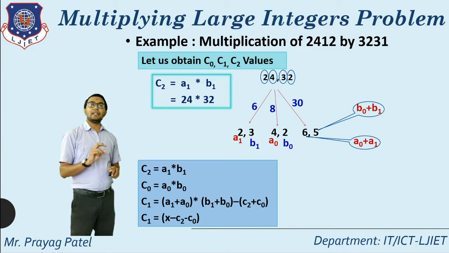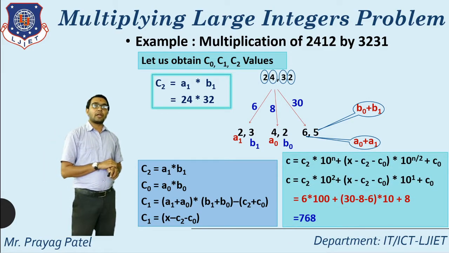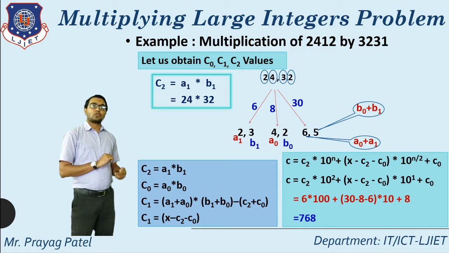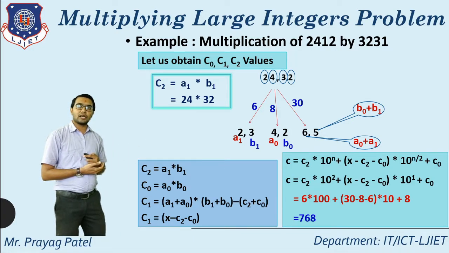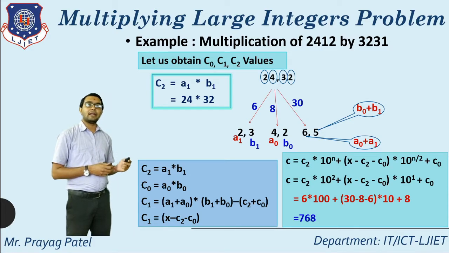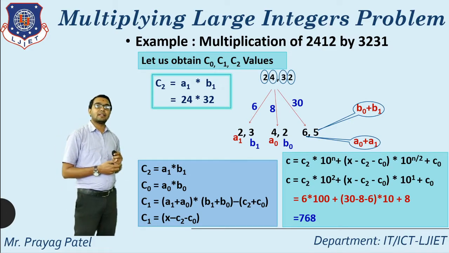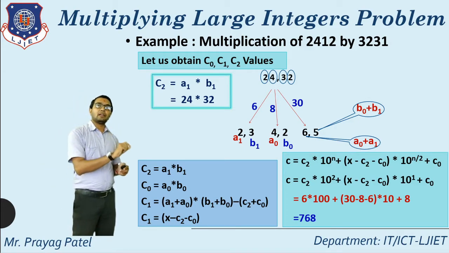So we can easily find the value of C. How can we find C? C equals c2 into 10 raised to n plus c1 into 10 raised to n by 2 plus c0. We can write c1 as x minus c2 minus c0. Here consider c2 equal to 6. So 6 multiplied by 100, because here n equals 2, since 24 or 32 is considered a two digit number. So 6 multiplied by 100 plus 30 minus 8 minus 6 multiplied by 10 plus 8. Finally we will get the answer 768 as 24 multiplied by 32.